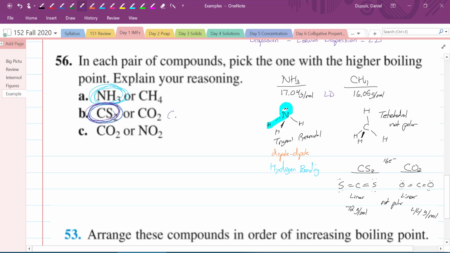And CS2 is heavier or larger, so it has more London dispersion forces.